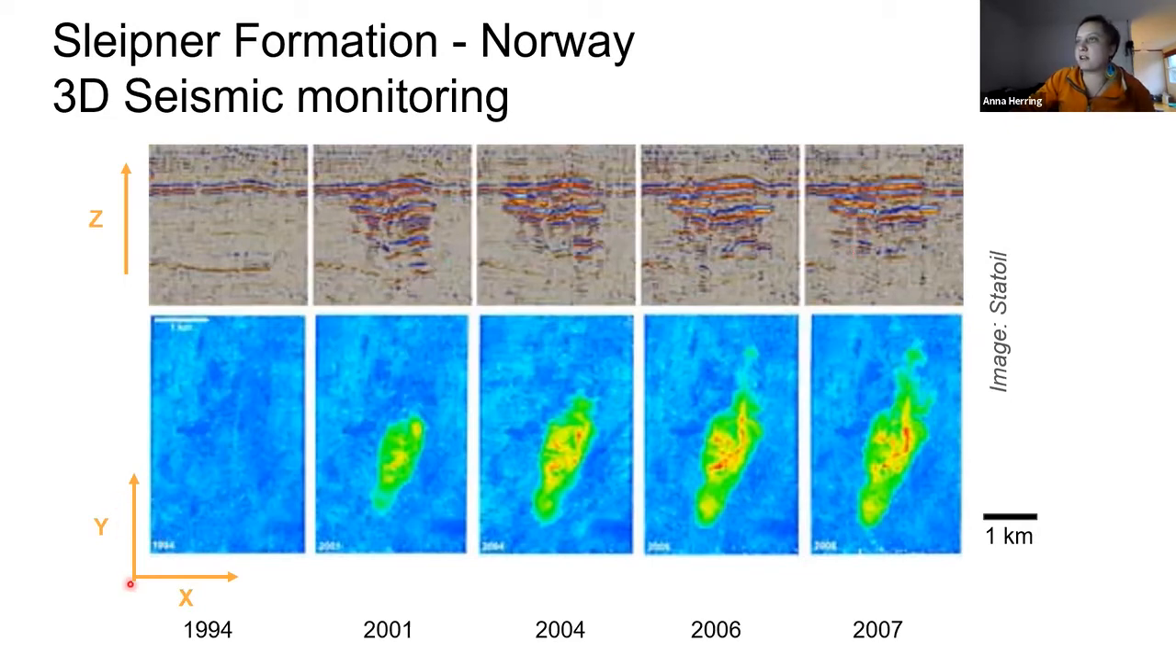And then when you look at that same region in a planar view, you can see that the CO2 plume is growing and spreading laterally, but again, not breaking through that upper layer.